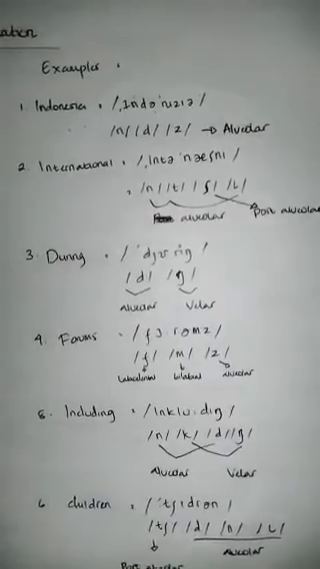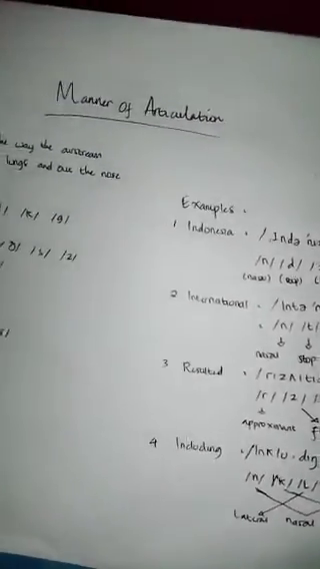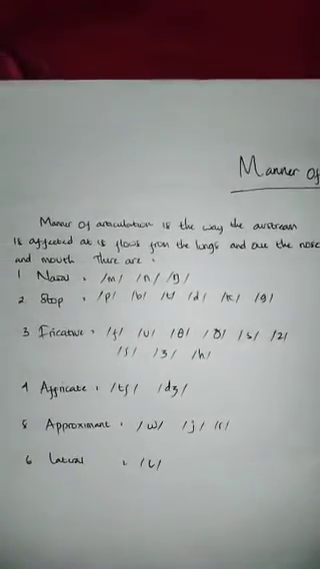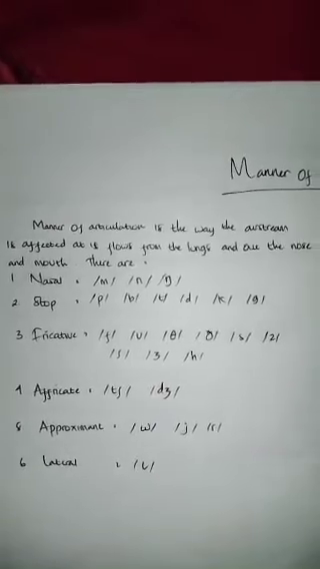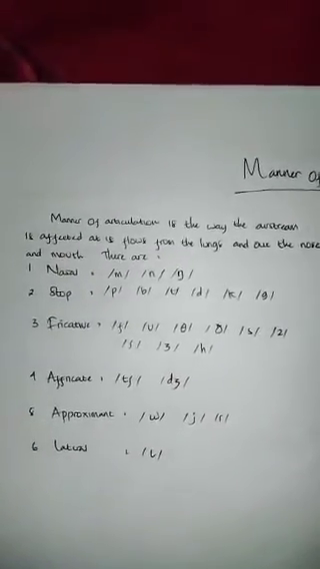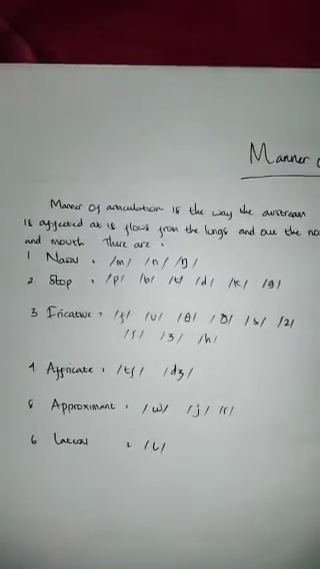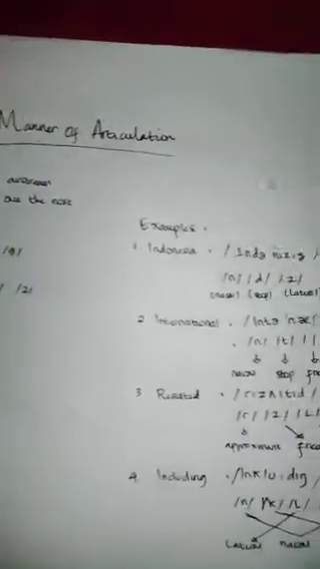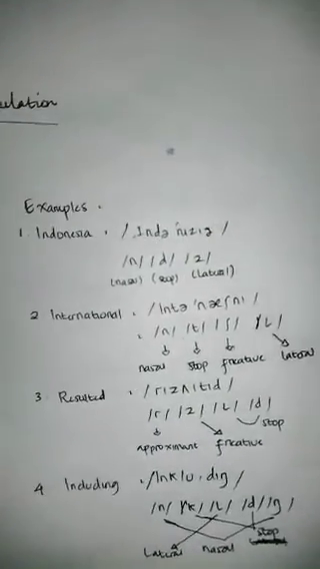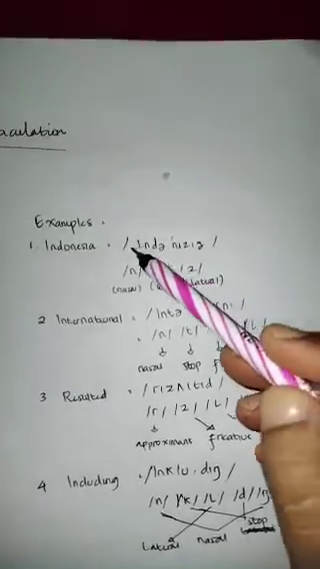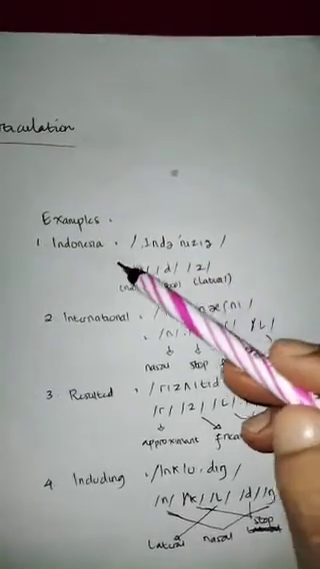Okay, next I will explain about the manner of articulation of the text. Manner of articulation is the way the airstream is affected in its flow from the lungs and out the nose and mouth. There are nasal, stop, fricative, affricate, approximant, and lateral. The examples: Indonesia. This is the phonetic transcription of the word Indonesia.